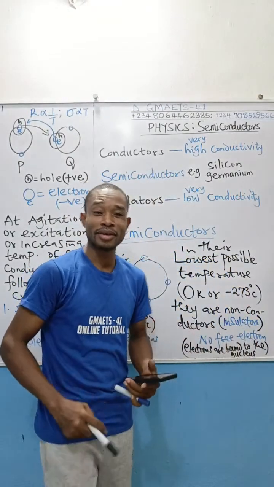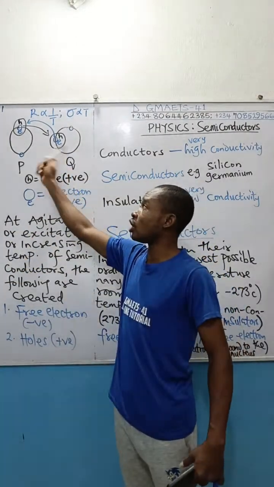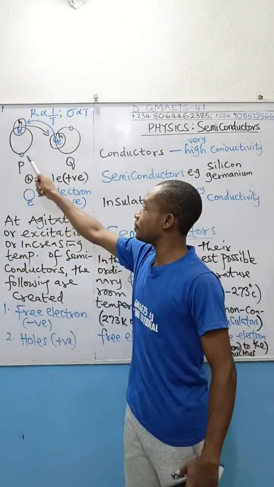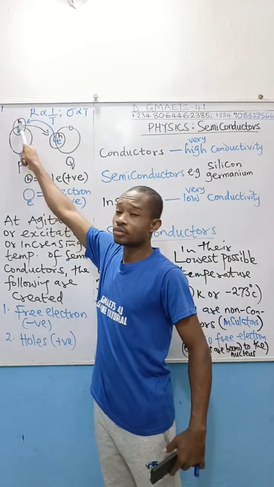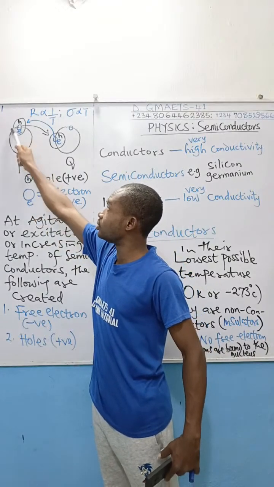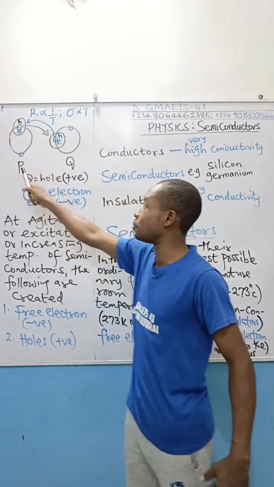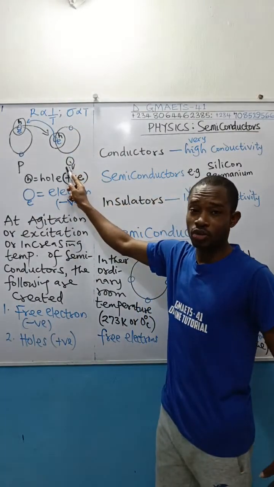All right, let me hold this device. So this is what we have here, that I've drawn all these things. This is an electron. Look at this, an electron. This circle represents an atom. I call the atom P. This one represents an atom. I call the atom Q.